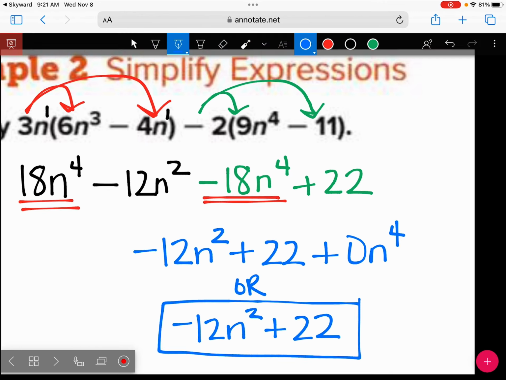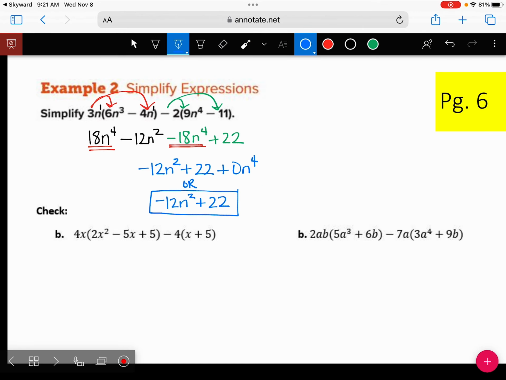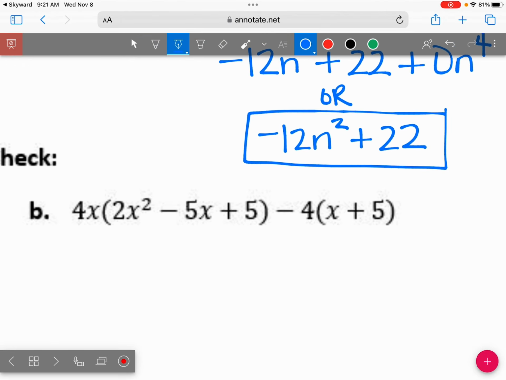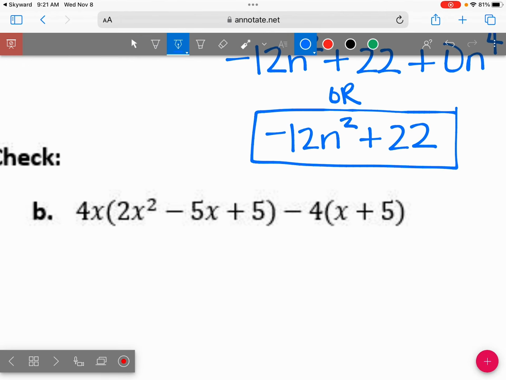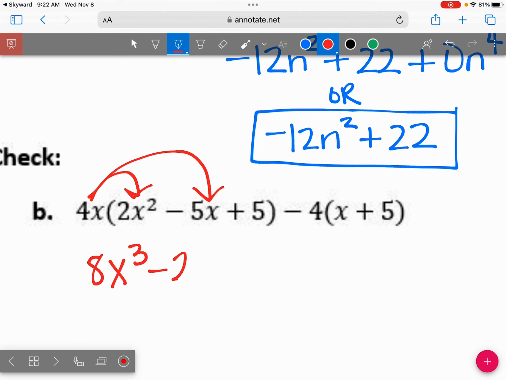All right, let's go ahead and do our next one here. So we will do the B. So let's go ahead and distribute. So 4x times 2x squared would be 8x cubed. 4x times negative 5x is negative 20x squared. 4x times 5 is positive 20x.